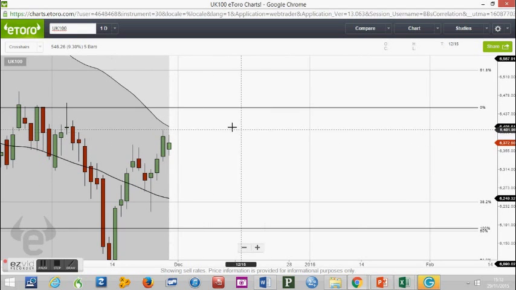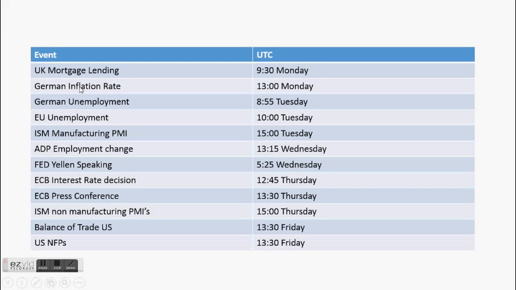But anyway, we're going to look at next week. This is a bit of a skeleton outline of what we've got to look forward to. Wake up Monday morning: UK mortgage lending.